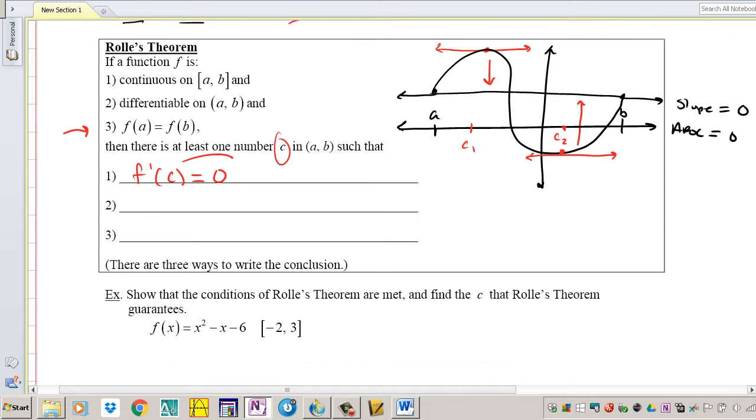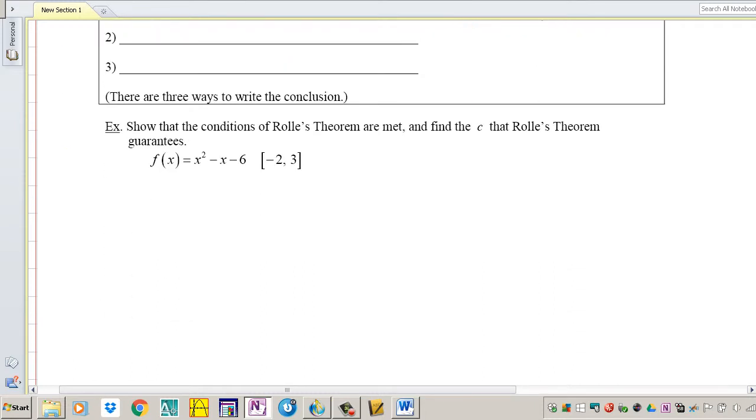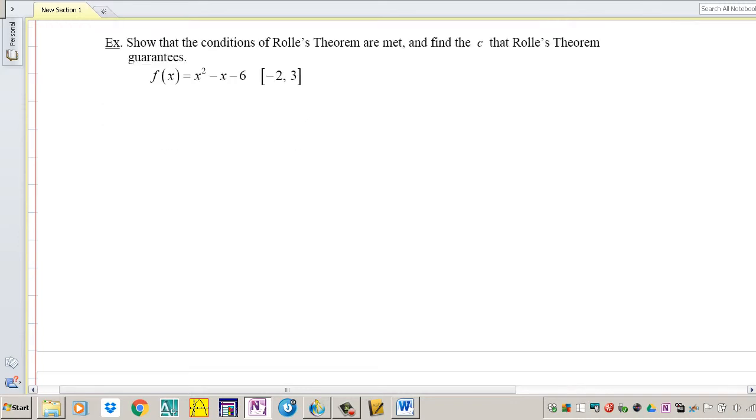So in this video I'm going to go ahead and just complete the rest of the exercises that we have here. Example number 1: show that the conditions of Rolle's theorem are met and find the C that Rolle's theorem guarantees.